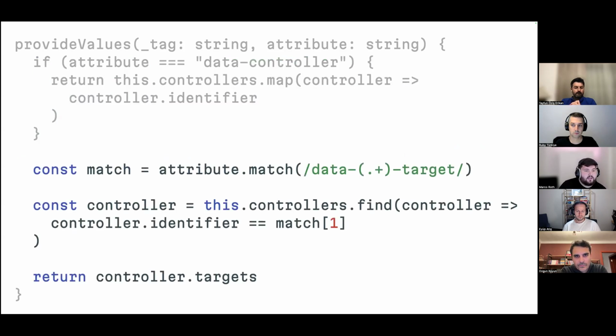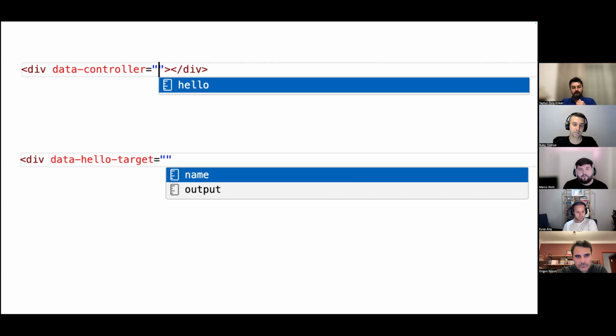If it doesn't match this, we can check to see if it matches the target attribute. And if it does, we can find the right controller. And if we have the right controller, we can return all the targets it defines. And with that, we get an autocomplete like this, where if you have the controller attribute, it gives us all the possible identifier names. And if we define the data-hello-target attribute, it gives us all the targets that are valid on our controller. And with this, you shouldn't be making any typos anymore because you can just autocomplete this and it knows. So, okay, this was the basic idea of what I wanted to prove.